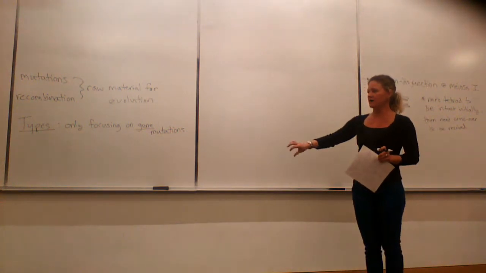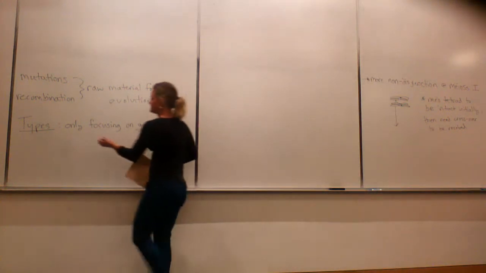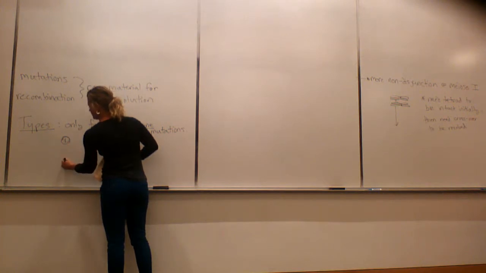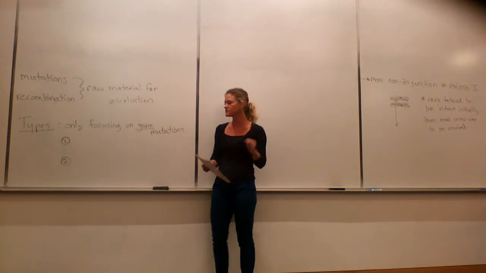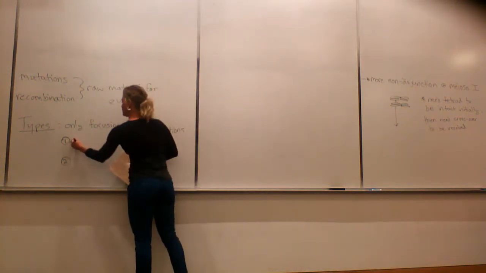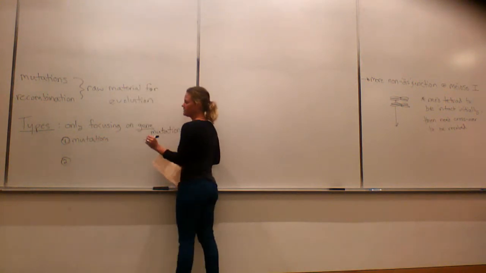And from there, focusing on gene mutations, we're going to look at two main categories, and then I'll list a bunch of subcategories. The first one is those mutations that change the single nucleotide, one base pair. Okay? Somehow they're affecting only one base pair.